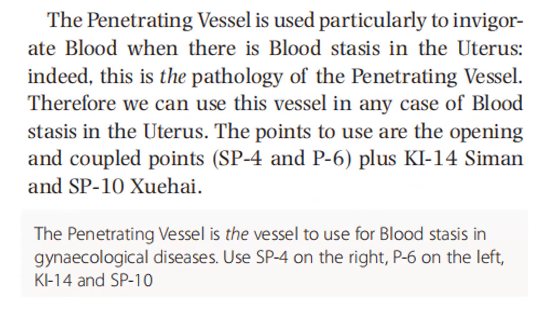The penetrating vessel is the vessel to use for blood stasis in gynecological disease. So we use spleen 4 on the right, pericardium 6 on the left, kidney 14, and spleen 10.